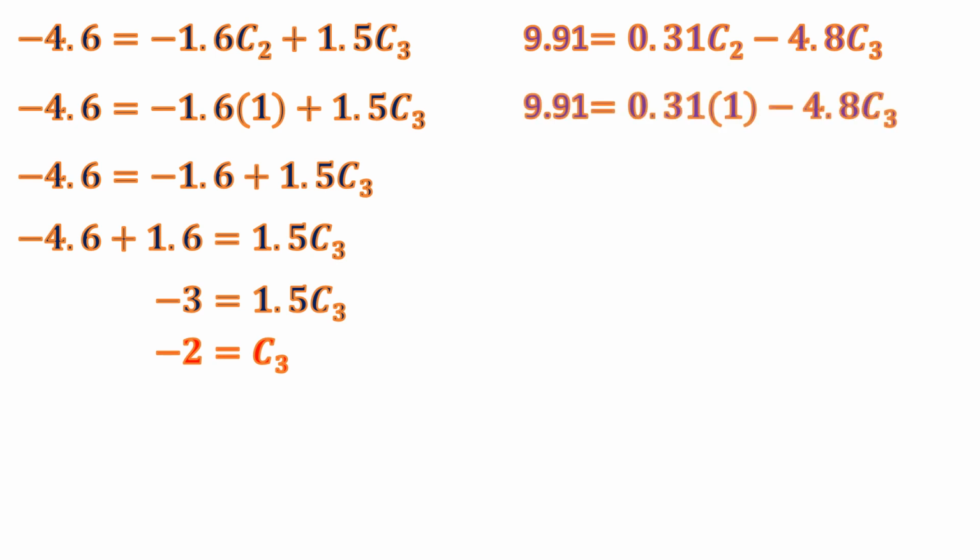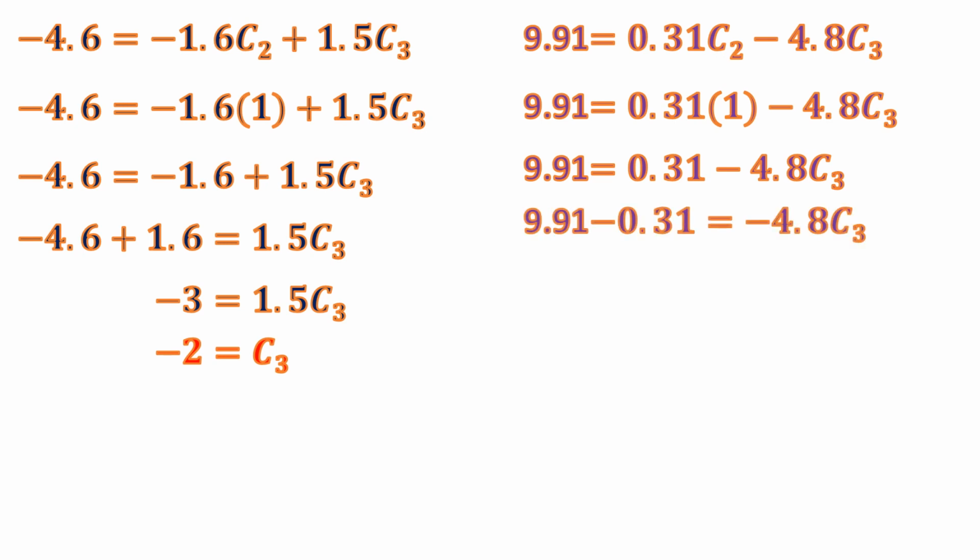So let's change c sub 2 into 1, and then of course any number times 1 is itself, and then transpose 0.31, so it will be subtracted from 9.91, so it results to 9.6. Then divide both sides by negative 4.8, it's gonna be negative 2. So as you can see, it's the same result. That means we are having a correct value. So I am 99% sure that the values of our constants are correct.